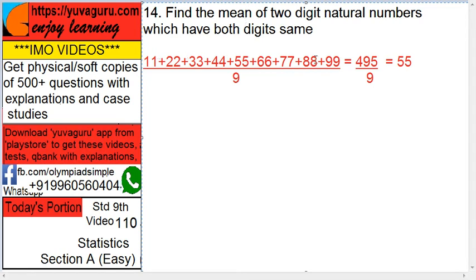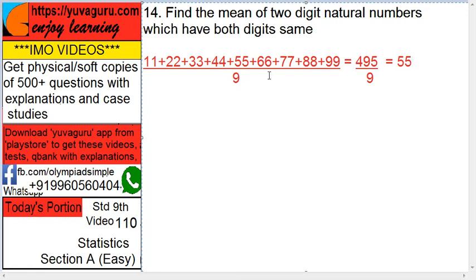So what is the addition of this? Now there is a separate method to add. This is called arithmetic progression, but it's not there at your level. If you go to 11th science or 12th science, then you'll find this. So just add this and you get the answer as 495. Divided by 9, you get the answer as 55.